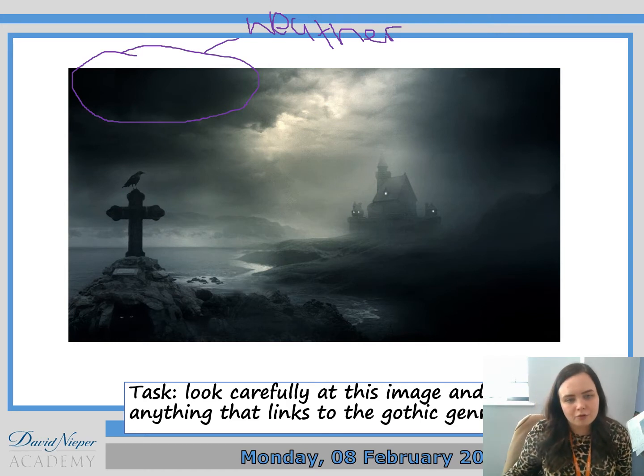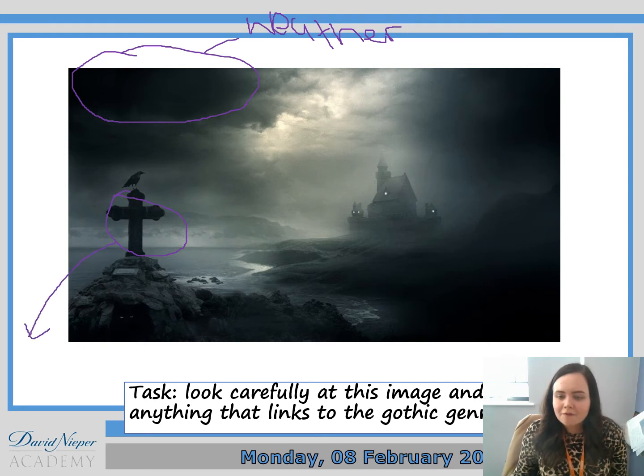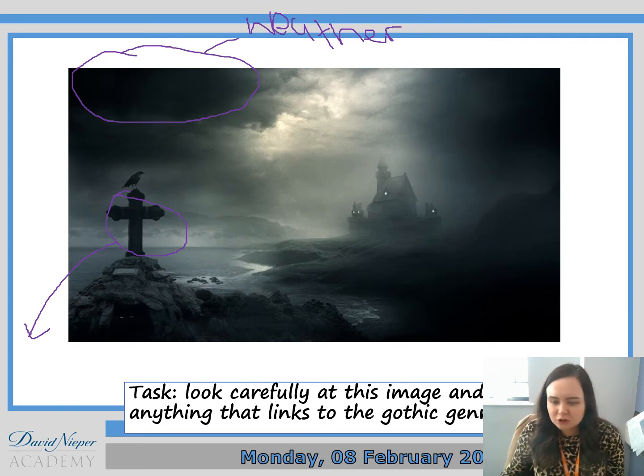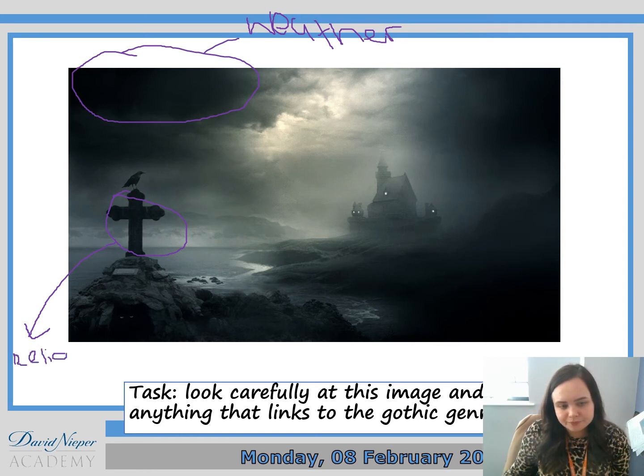You could think about the cross here. So this is a form of Gothic fiction. Obviously anything to do with kind of religion. So heaven, hell, angels, devils, that sort of thing, supernatural, all kind of comes under the Gothic genre.